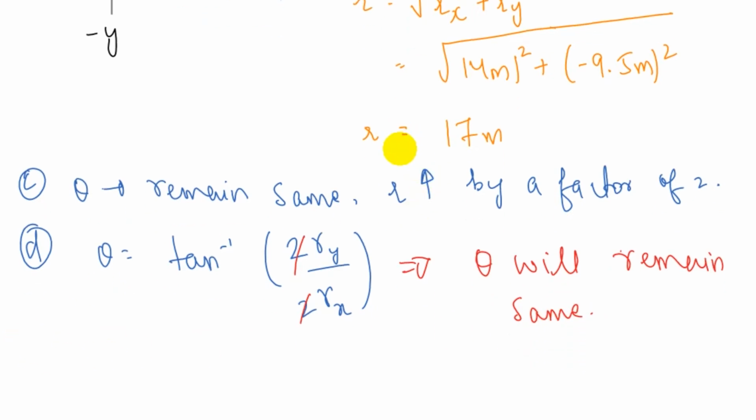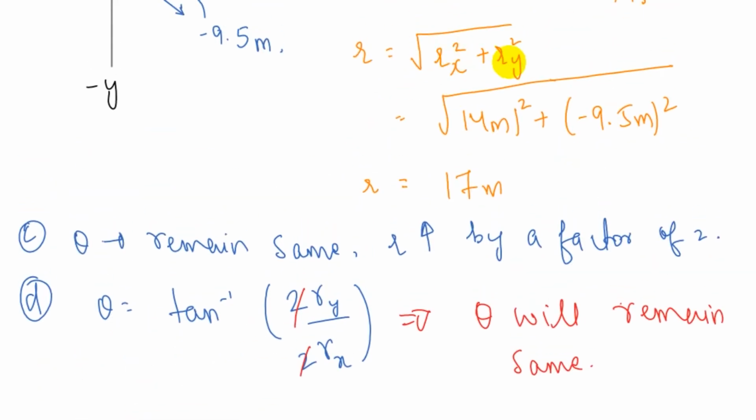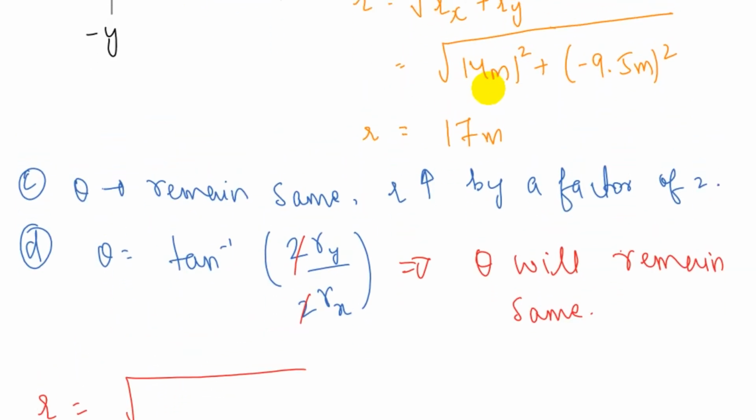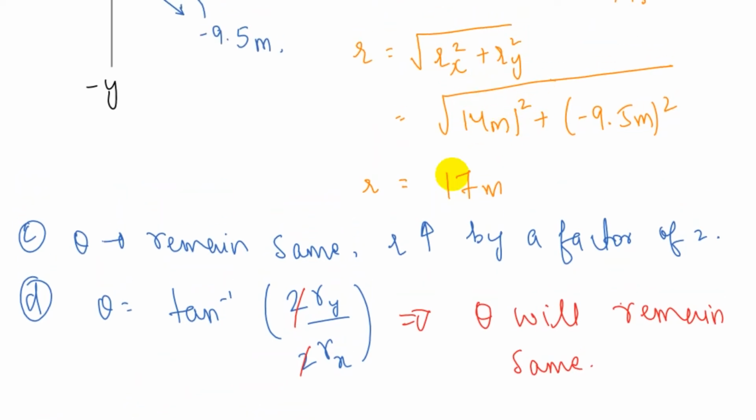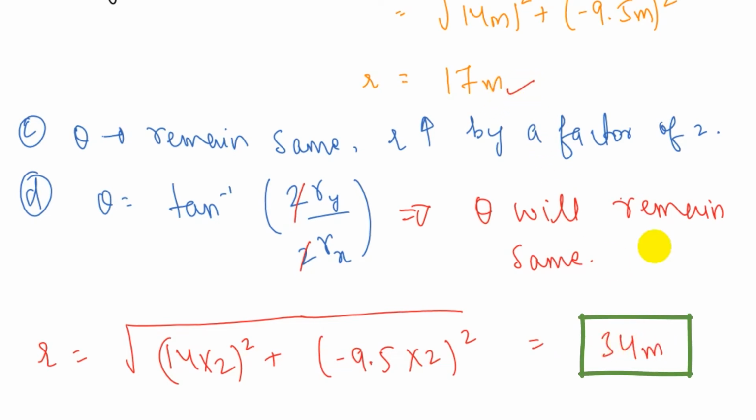Now next we have to show that this magnitude is increased by a factor of 2. So r would be equal to under root the x component squared plus the y component squared. So x component, this Rx has doubled, so we have to take 14 multiplied with 2 and it's squared. Similarly here also minus 9.5 times 2 and it's squared. If you solve this you will get this value to be 34 meter, which is just double of this number, and hence verified that the magnitude will increase by a factor of 2.